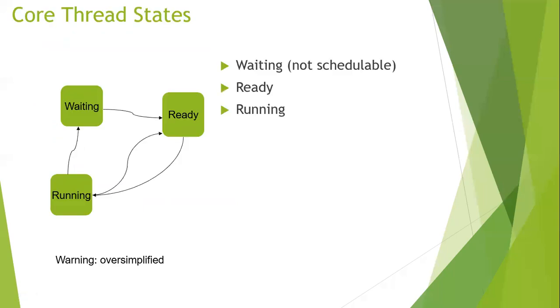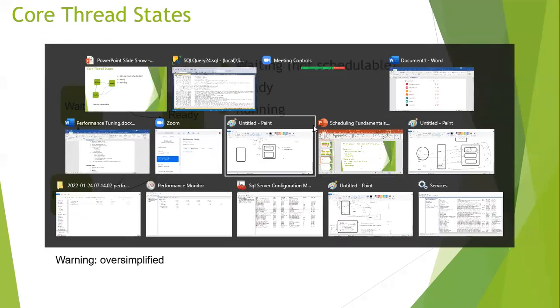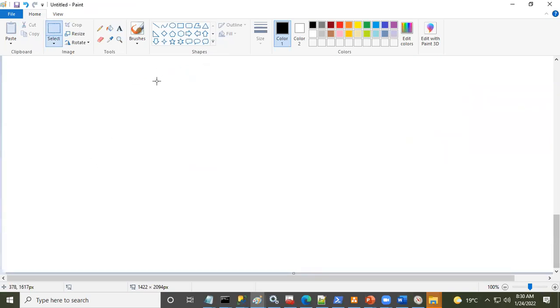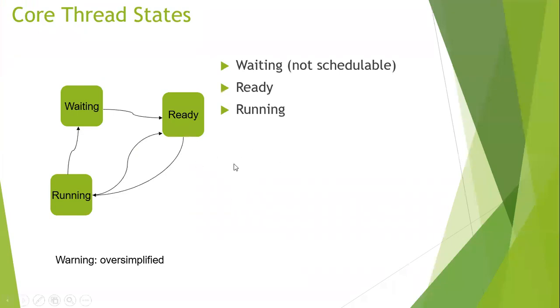So these are the main core thread states that we have: waiting, ready, and running. What are waiting, ready, and running? I'm talking about Windows here, but SQL Server has the same thread states. Let's say I have a thread which is currently running on the CPU. We call that the running state.